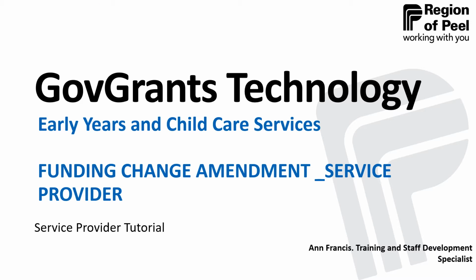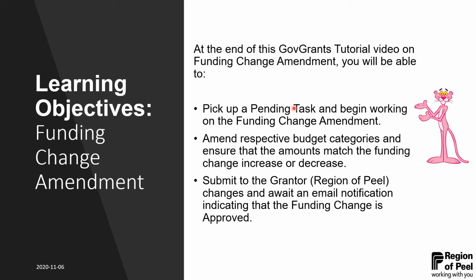Let's begin. Learning objectives. At the end of this GovGrants tutorial video on funding change amendment, you will be able to pick up a pending task and begin working on the funding change amendment, amend respective budget categories and ensure that the amounts match the funding change increase or decrease. Submit to the Region of Peel and await an email notification indicating that the funding change is approved.